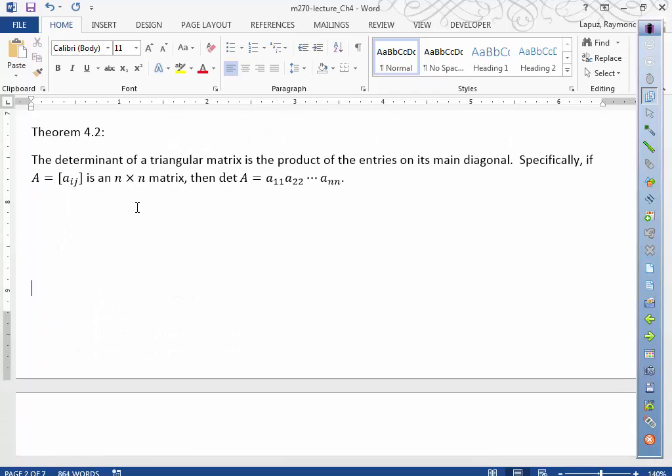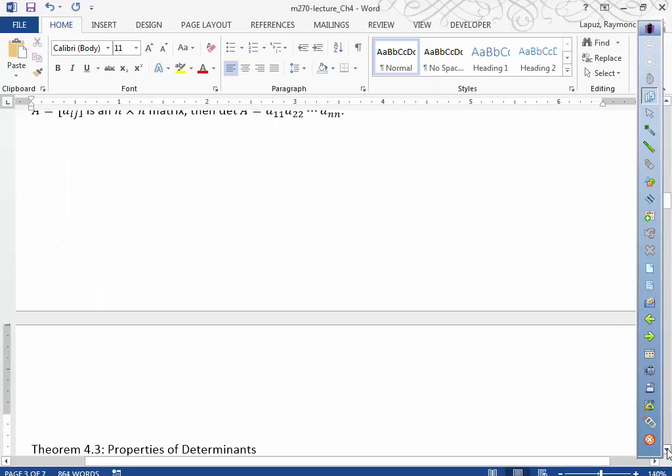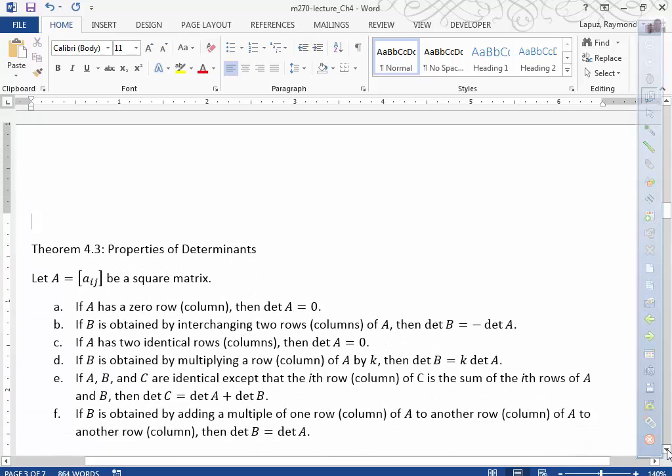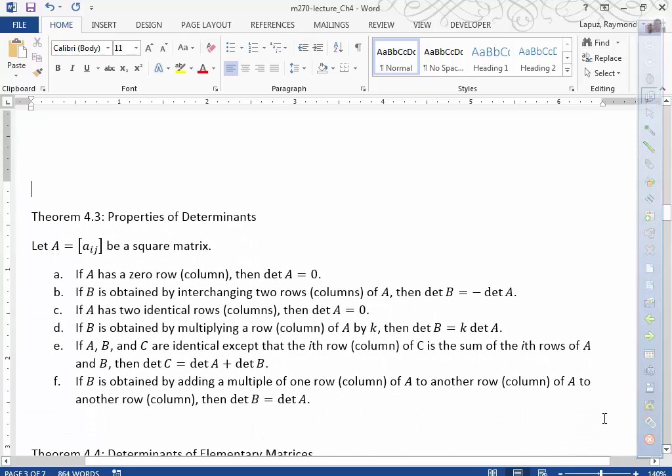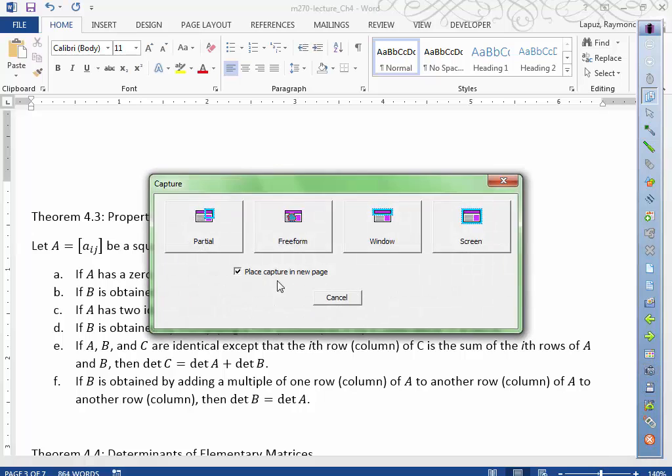So properties of determinants. A bunch of properties here that look like they're important.